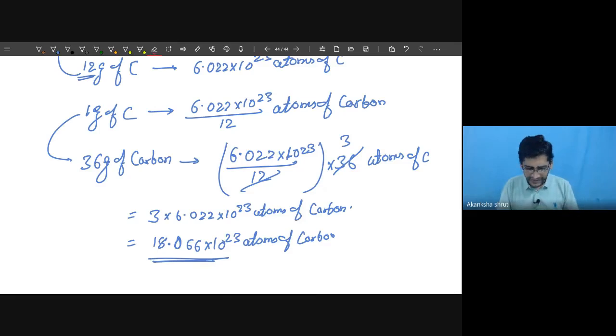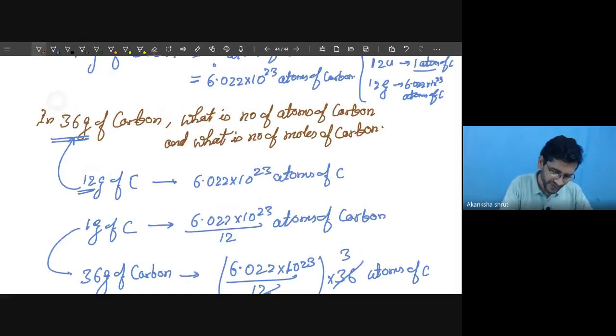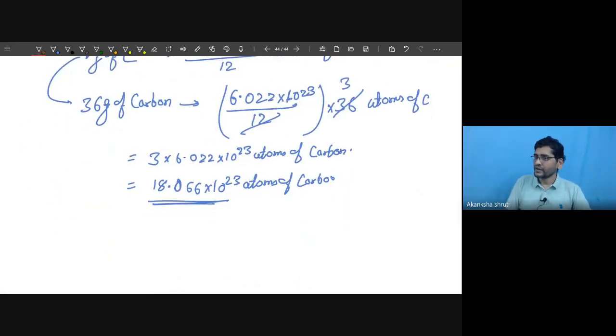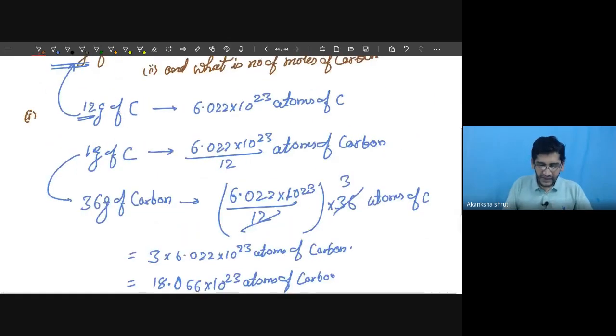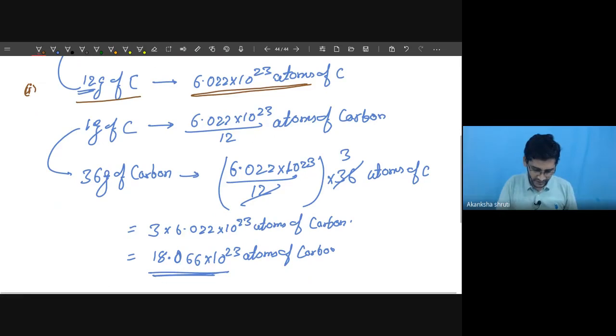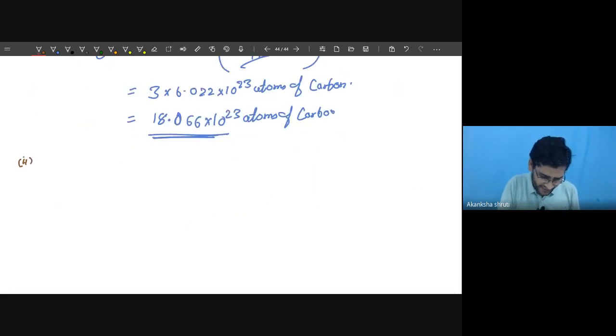Now student, the second part here is the number of moles. How to calculate the number of moles? A student, say if we are considering 12 gram of carbon, then how many moles? It represents 1 mole simply. Rather than this many atoms, I can write only 1 mole. So for calculating the mole, I shall keep this factor as 1 mole simply.